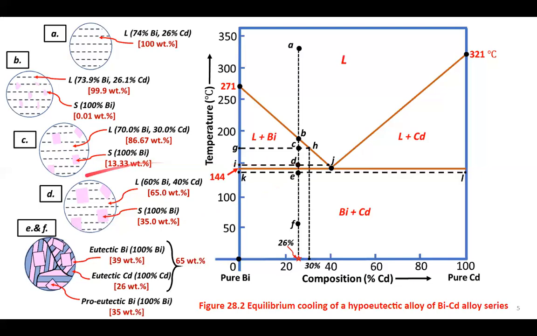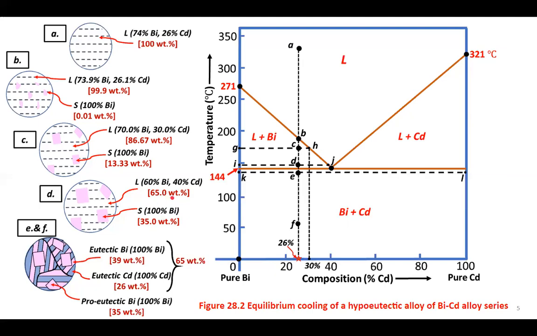So I have drawn the microstructure over here. What I see is I have this liquid solution of 60 bismuth, 40 cadmium. And what is this, students? This is the eutectic composition. How much of liquid solution of eutectic composition do you have? Through the lever rule, I have found out it's about 65%.